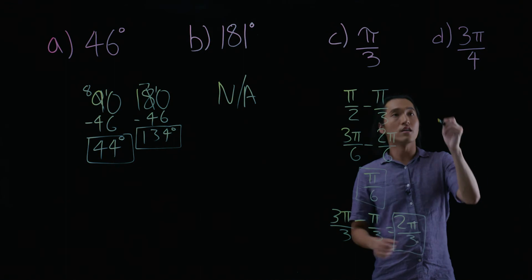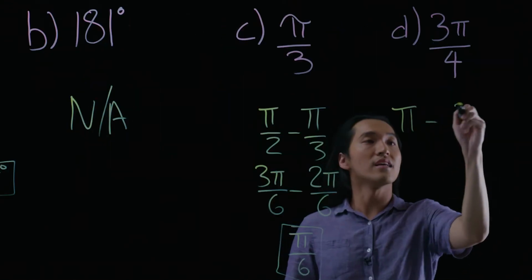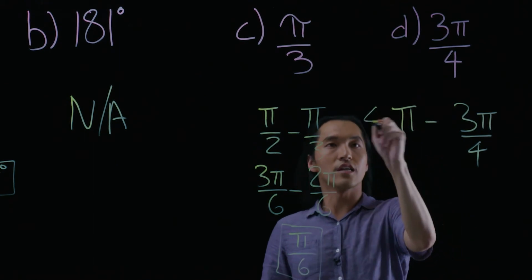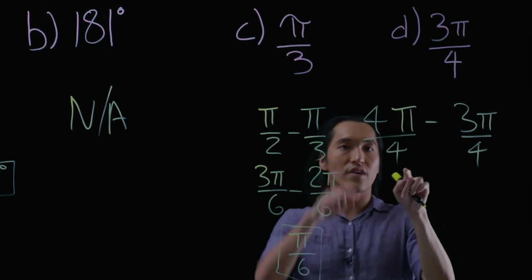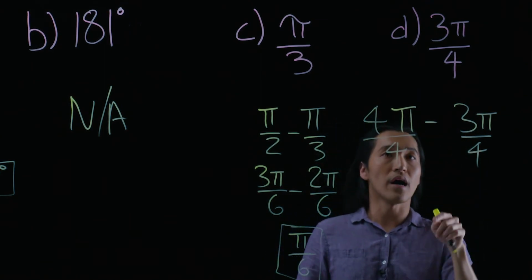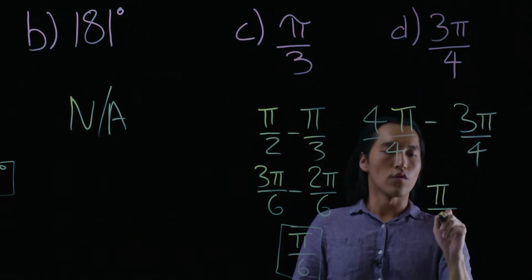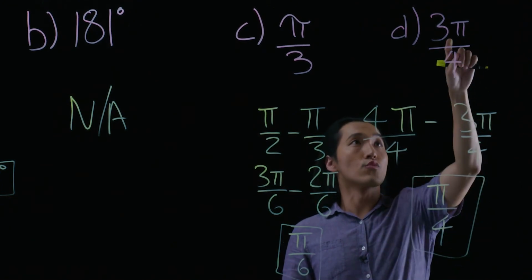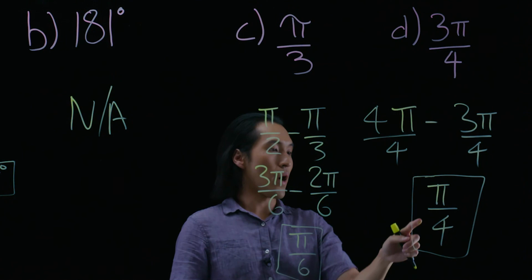So it's the same thing we did here. We can do pi minus 3 pi over 4, right? We can change this so that we have a common denominator of 4. So now we can do 4 pi minus 3 pi. That becomes pi over 4. That means the supplementary angle to 3 pi over 4 is pi over 4 radians.